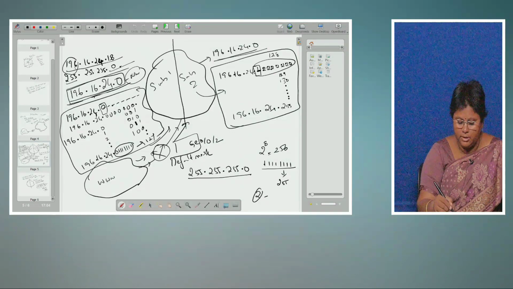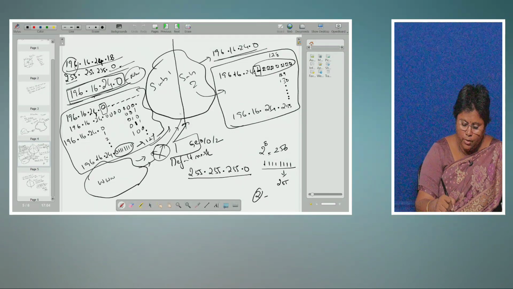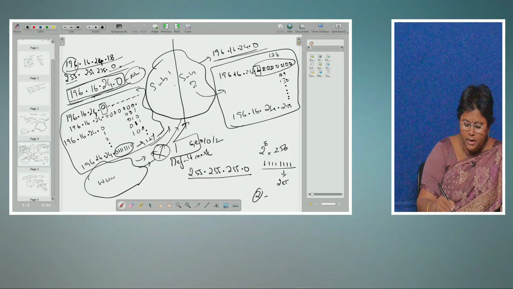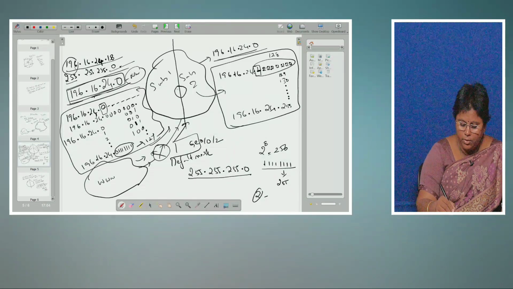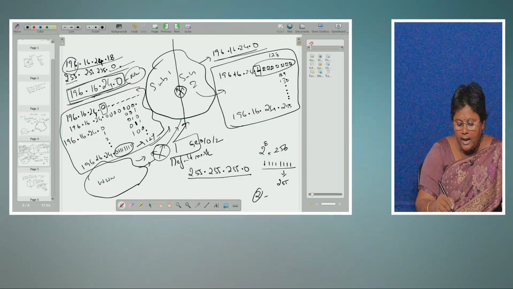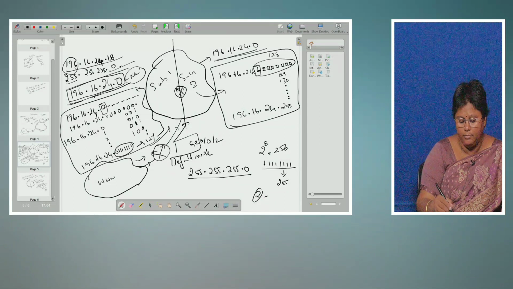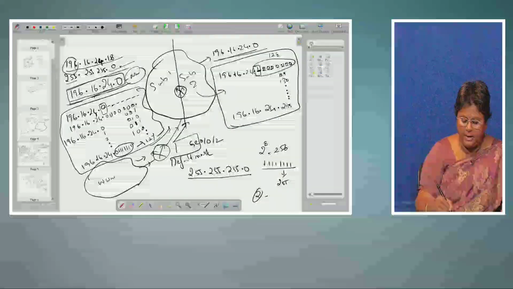Now you can ask me a question: how can I identify a move from subnet 1 to subnet 2? To do that, we have a router. We should have a router over here, and this router should have a concept called a subnet mask.